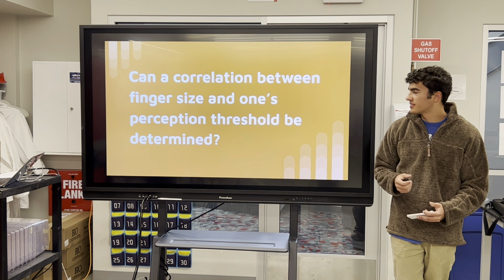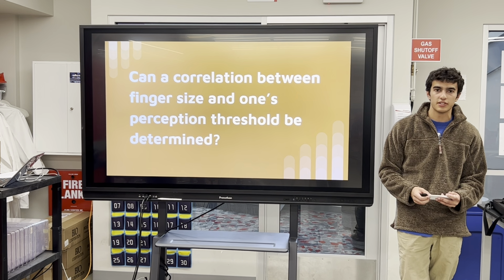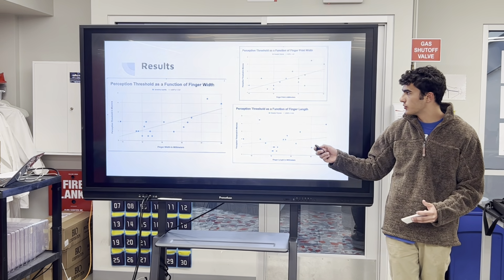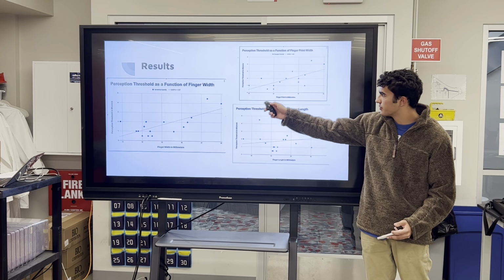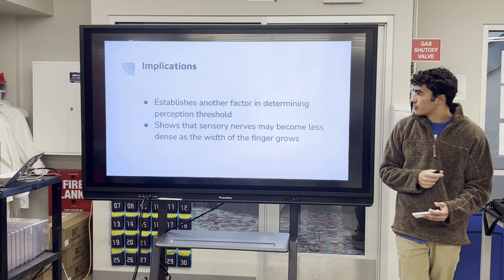So, does this answer the question, can a correlation between finger size and one's perception threshold be determined? And the answer is to some extent, yes. We saw with these two graphs on the left that there was some sort of pattern. As you move to the right, you also move up. So what does this mean?